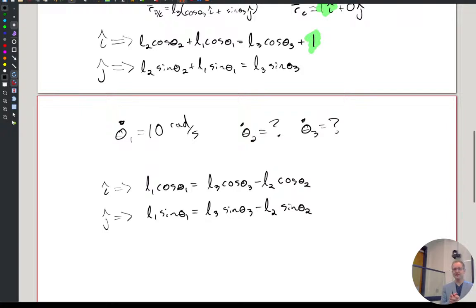But a derivative should get it, right? Because if theta is something and theta dot is 10, then I should be able to take a derivative. But what can I take a derivative of? Anything I damn well please. Derive whatever you want, right?